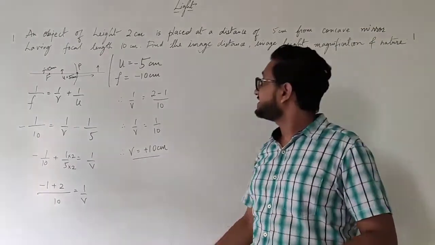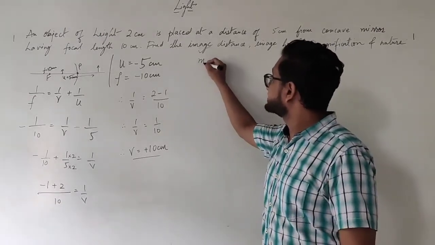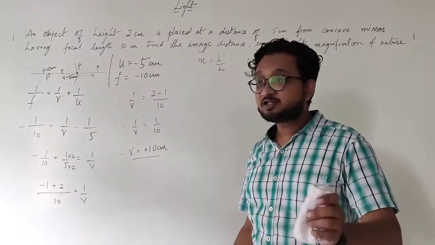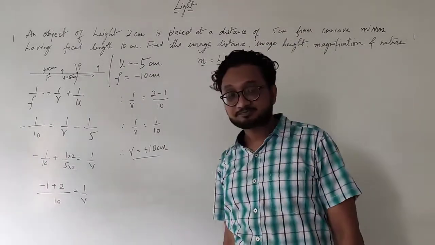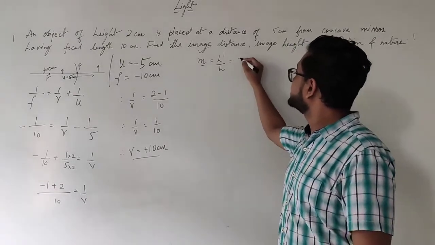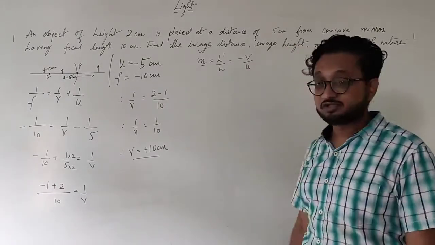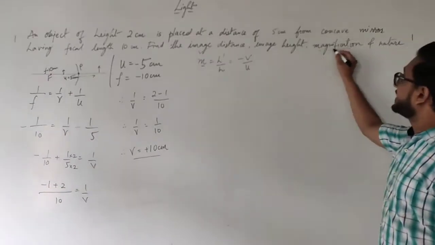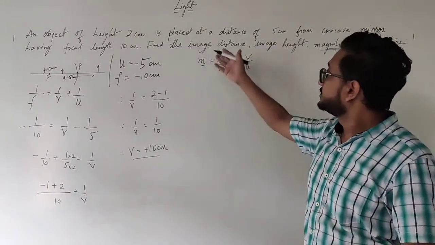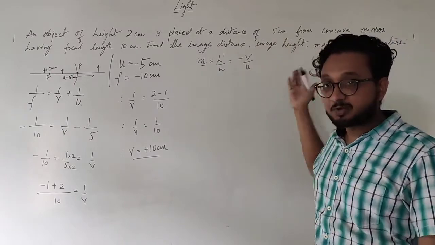Okay, so to find the image height, you have the formula magnification m is equal to h dash upon h. But for that you will require magnification. And to find the magnification, we have one more formula as well, that is minus v upon u. So first of all, you will need to find the magnification. It is not always necessary that you have to solve the numerical in the given order. You can find the magnification first.